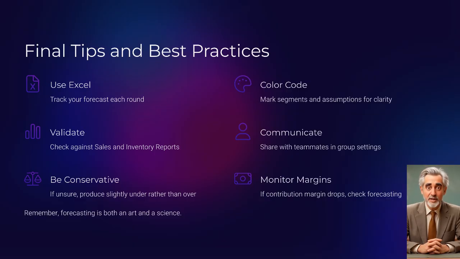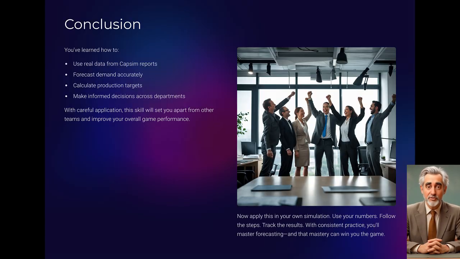Tip 4. Communicate with teammates if you're in a group setting. Tip 5. If unsure, produce slightly under rather than grossly over. Tip 6. Monitor your contribution margin. If that drops, check forecasting accuracy. Remember, forecasting is both an art and a science. With these techniques, you'll shift from guessing to strategic planning.